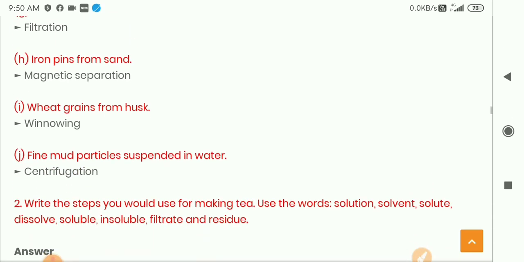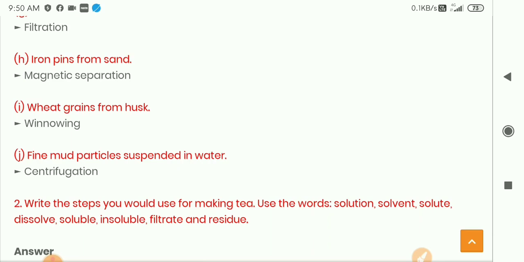Iron pins from sand, magnetic separation. Sand is non-magnetic, iron is magnetic, so magnetic separation can work here. Wheat grains from the husk, a process called winnowing. With the help of natural wind, when wheat grains are thrown from a height, the husk, which is light in weight, flows in the air, whereas wheat grains, being heavy, fall down. The process is called winnowing. We have studied it in the previous class.